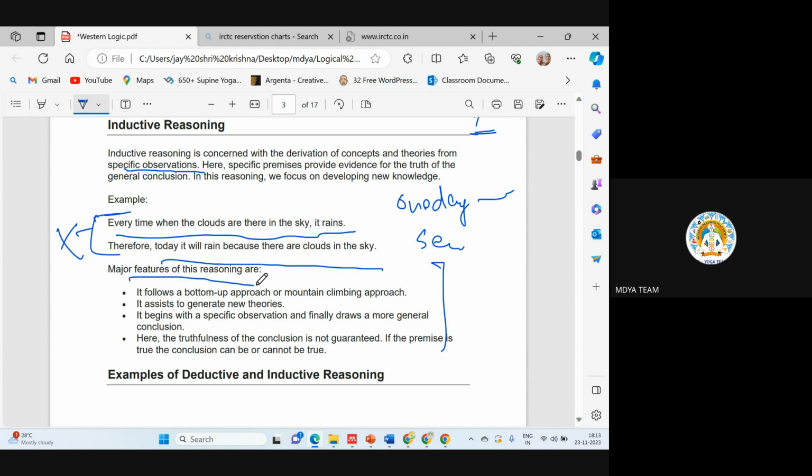Major features of this reasoning are, it follows bottom up approach or mountain climbing approach. Why are we calling this bottom up approach? Because this is particular, this is general. We are moving from particular to general.